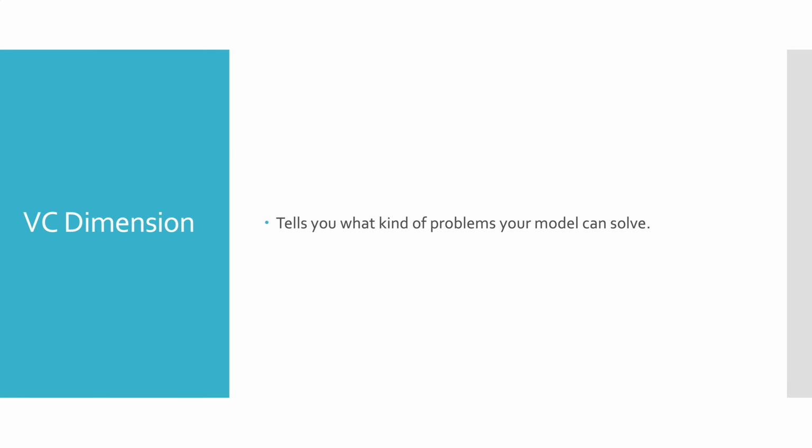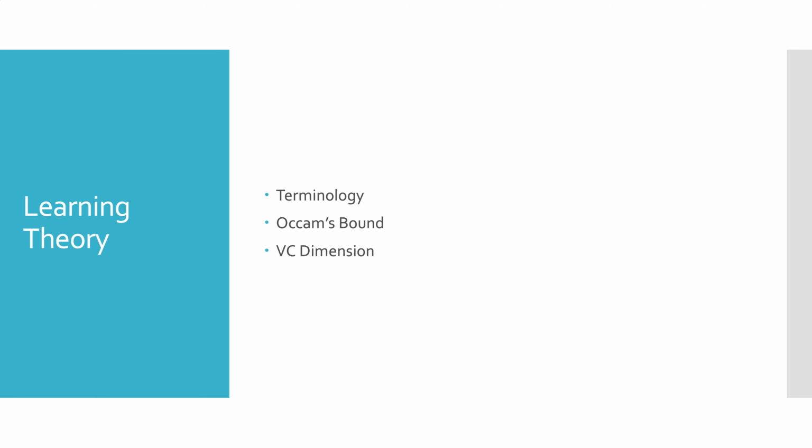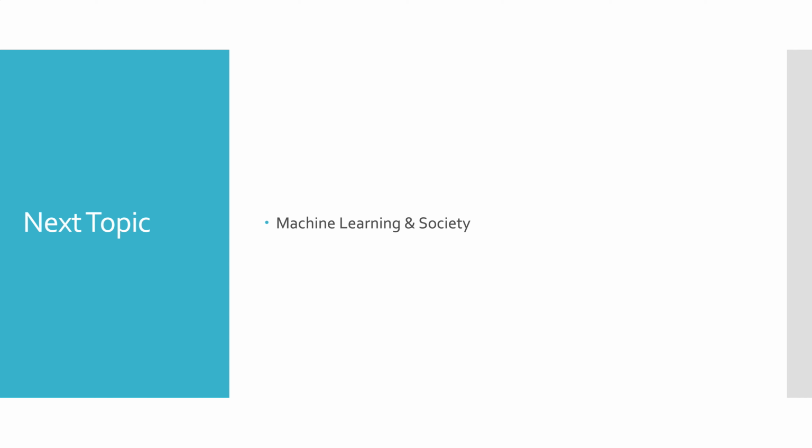The VC dimension tells us what kind of problems our model can solve. Learning theory plays a serious role in machine learning. A lot of work is being done in learning theory, but it's an important step and it's good to know what you can and cannot do. In this video, we touched on a very small portion of learning theory. We talked about some terminology. We discussed Occam's bound and the VC dimension. The next topic for this class will be machine learning and society.